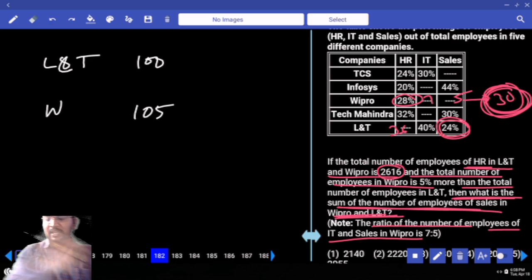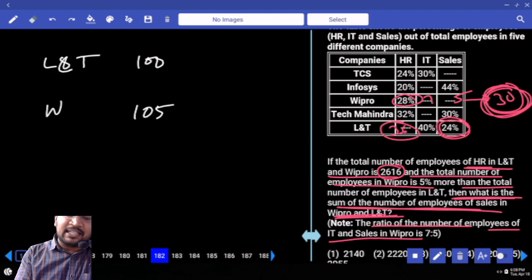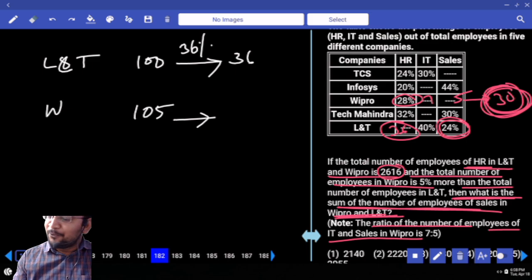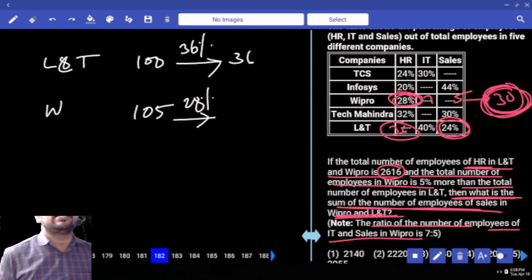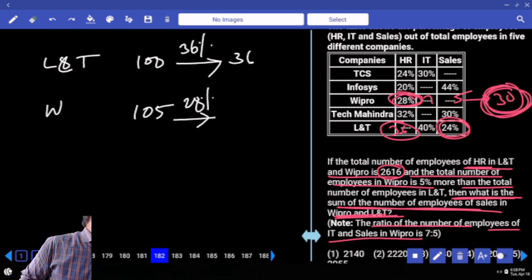Now look here, the first statement. Total number of employees, HR in L&T. HR in L&T is how much? 36%. L&T is 36% of 100, so 36. Coming to Wipro, it is 28% of 105. Don't calculate 28% of 105; take 105% of 28. 100% is 28. 10% is 2.8, 5% is 1.4, so 1.4 plus 28 is 29.4.